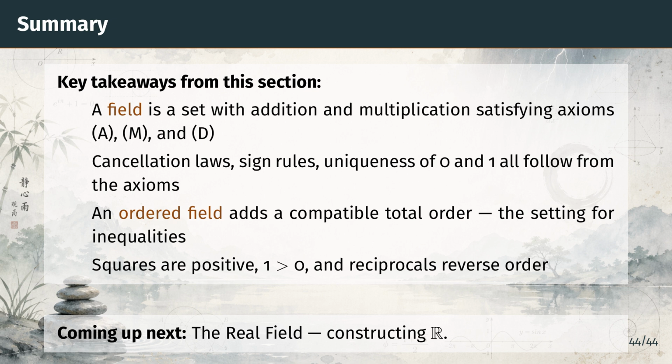In the next section, we will construct the real numbers as an ordered field with one crucial extra property, the least upper bound property. This is the property that fills the gaps in the rationals that we identified in the introduction.